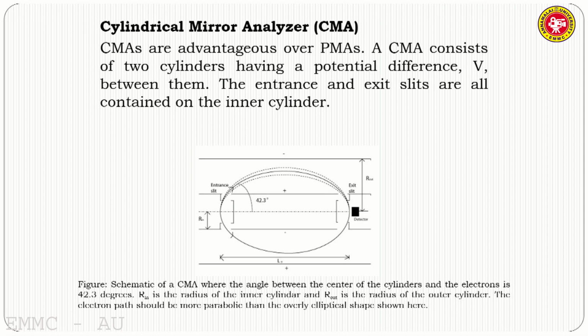Cylindrical mirror analyzer, otherwise called a CMA. CMAs have advantages over PMAs. A CMA consists of two cylinders having a potential difference V between them. The entrance and exit slits are contained on the inner cylinder. In the CMA, the angle between the axis of the cylinders and the electron is 42.3 degrees. R in indicates the radius of the inner cylinder and R out is the radius of the outer cylinder. The electron path should be more parabolic than the overlay elliptical shape shown here.